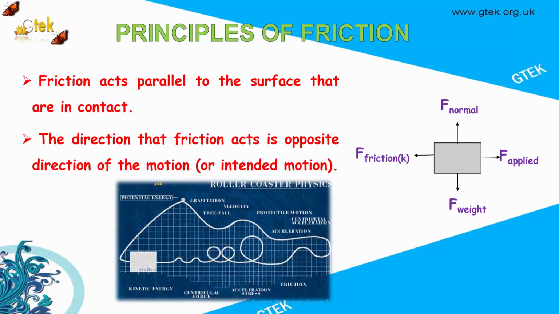So this area is specifying the potential energy and this one seems to be the gravitation and this one is the free fall. This is the velocity, at what speed the object is moving. Here the object is nothing but the roller coaster. And this area is talking about the projectile motion, that is the centripetal acceleration.